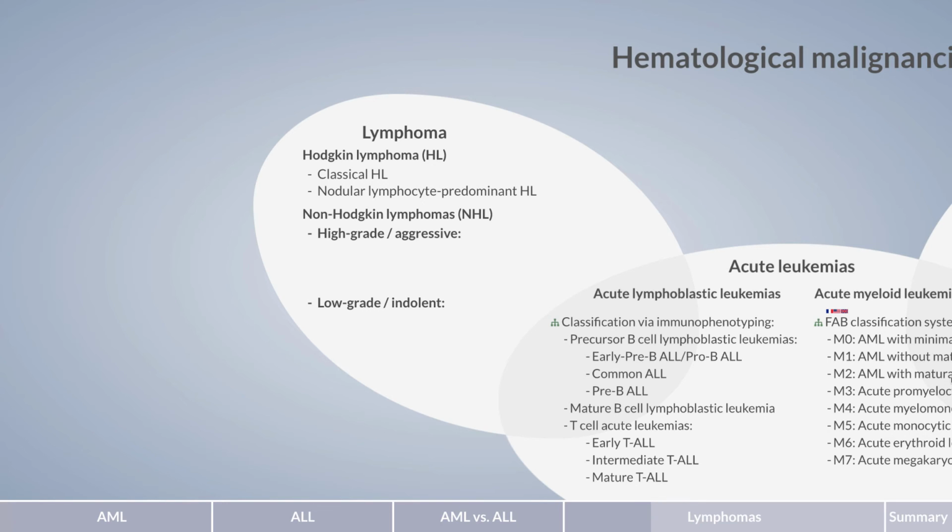The most common non-Hodgkin lymphoma is diffuse large B-cell lymphoma. It is a high-grade, aggressive form of lymphoma. The second most common non-Hodgkin lymphoma is follicular lymphoma, which is a low-grade lymphoma. Multiple myeloma is also considered a low-grade non-Hodgkin lymphoma. The malignantly transformed cells migrate to the bone marrow, making this a lymphoma with bone marrow infiltration.